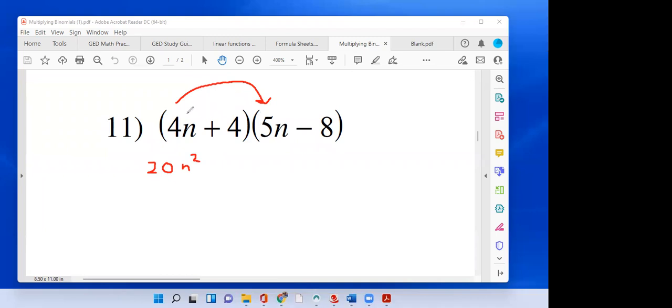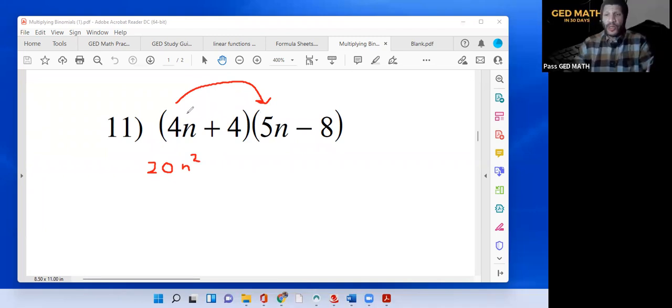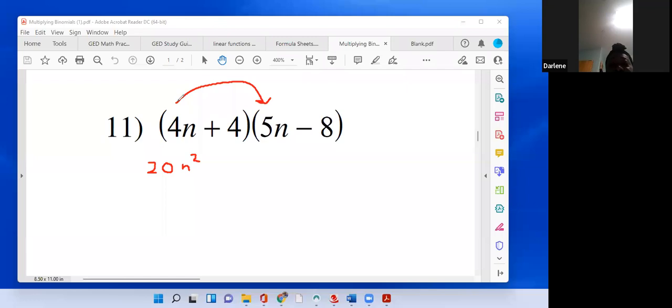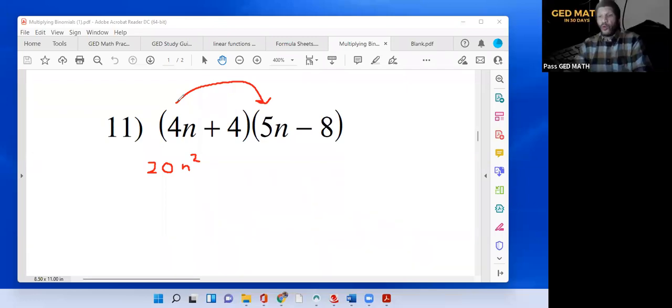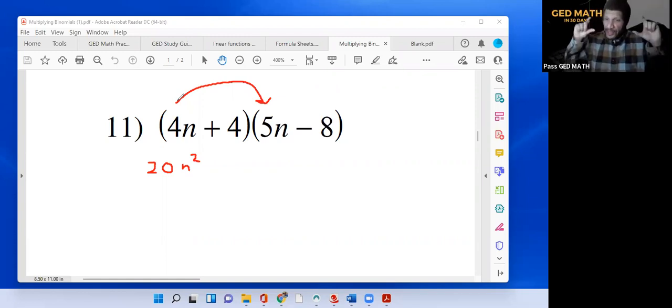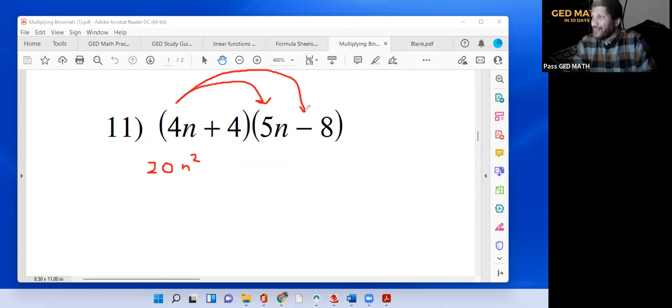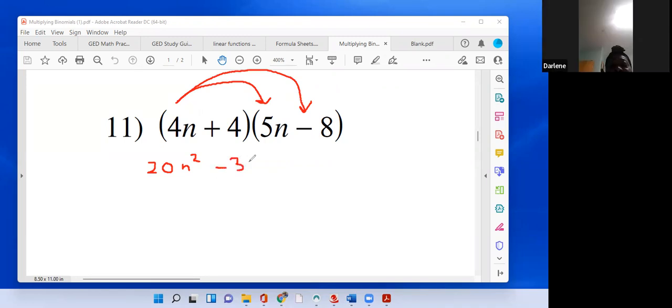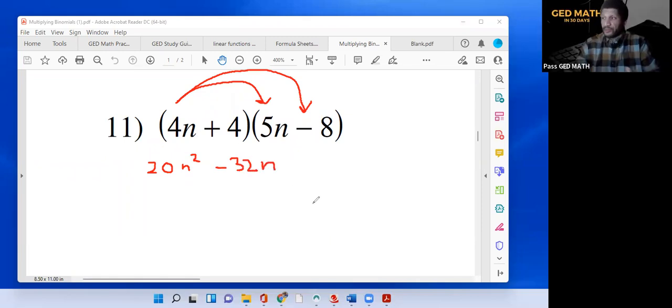Good. Now, you already answered the first part. I need someone else to tell me what I'm going to multiply next. The 4n and minus 8. I don't have a 4 and an 8. Tell me what two things I'm going to multiply next. 4n and minus 8. That's the attention to detail, even when you say them out loud. That's why people make those small mistakes. I need to multiply 4n times minus 8. What is 4 times minus 8? Negative 32. And we're going to bring that in along with us.